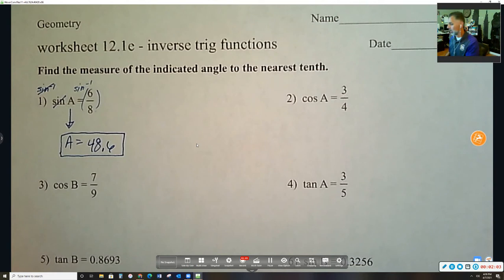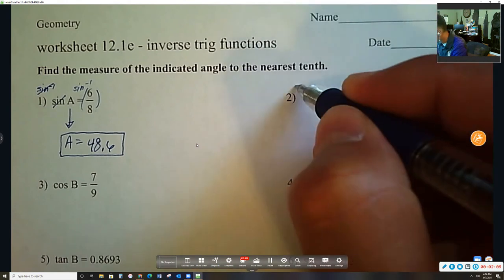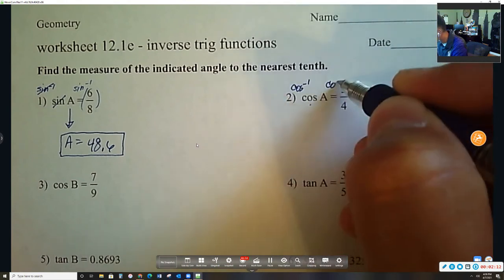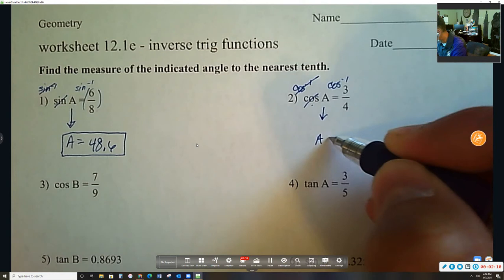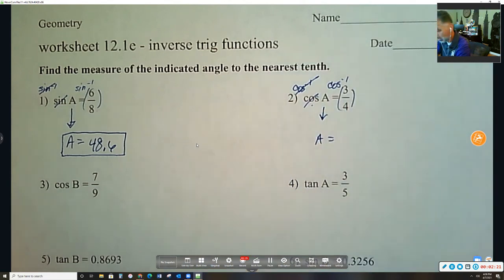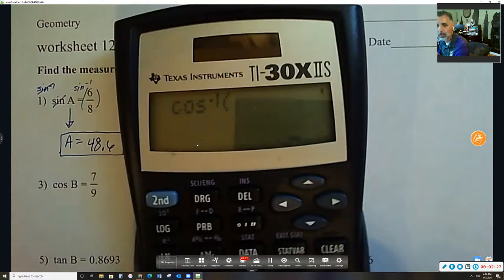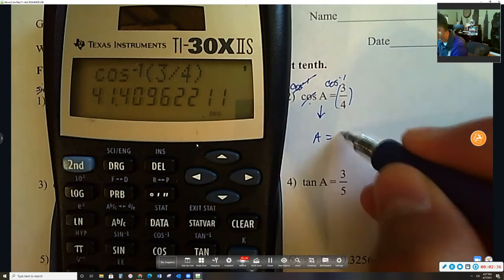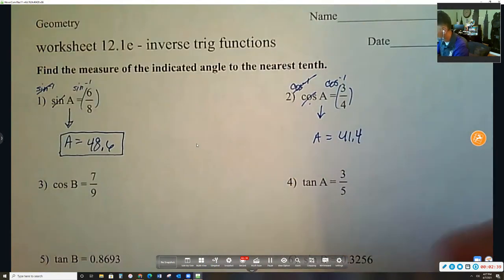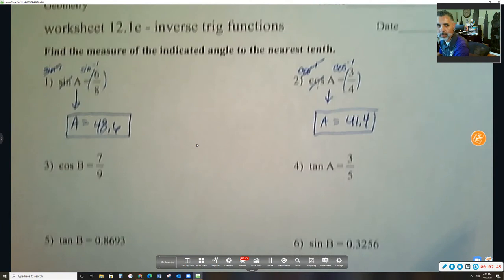So here, if we go to number 2, again I want to get rid of this cosine so that I just have A by itself. So I need to use the cosine inverse. Take cosine inverse, the A drops, you drop the equal sign, and then this you type into the calculator. I have this calculator here. Second, cosine inverse of 3/4. What is that, 41.4? And that's the measure of the angle. And then we just keep going with these.